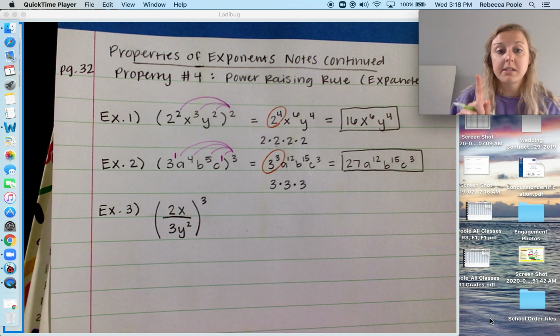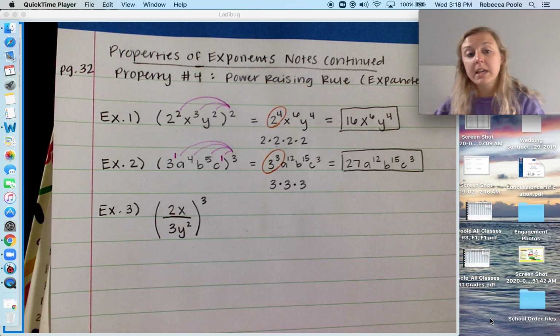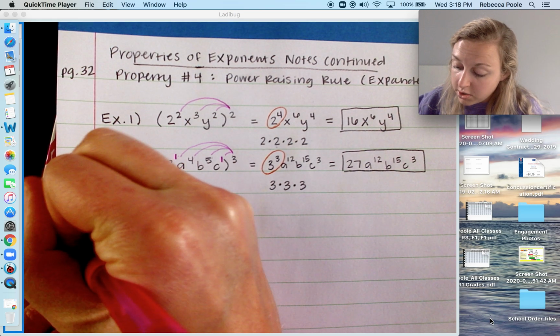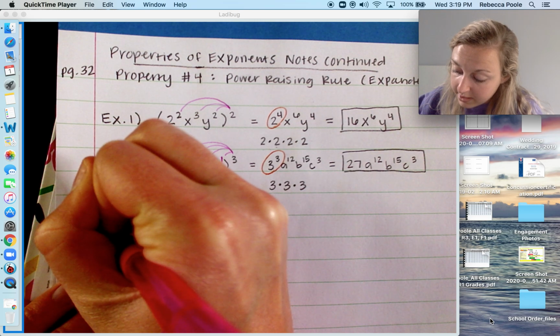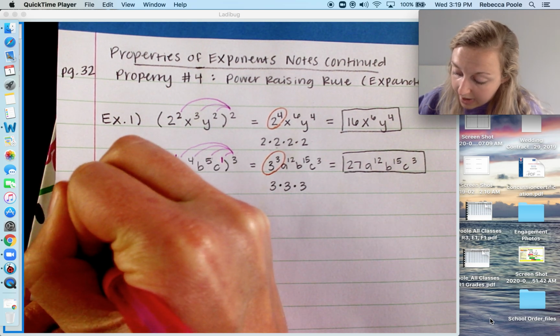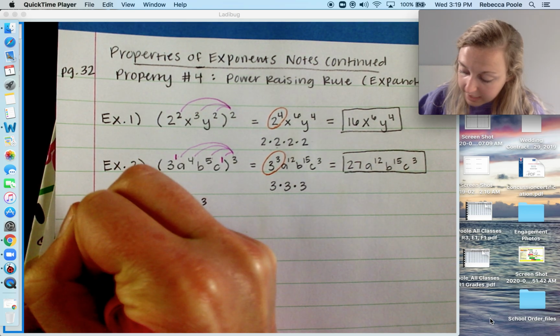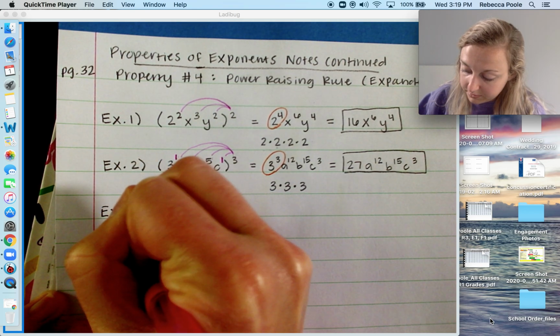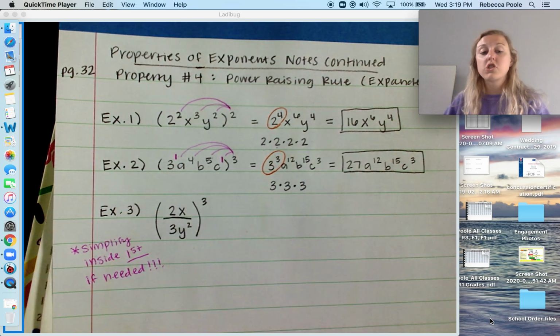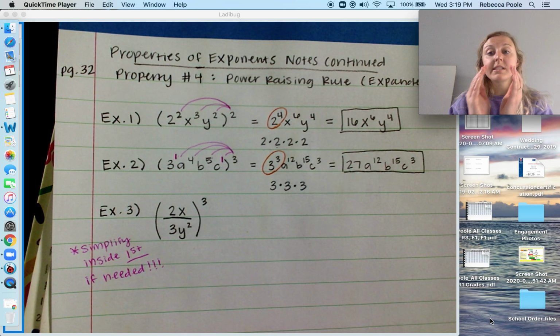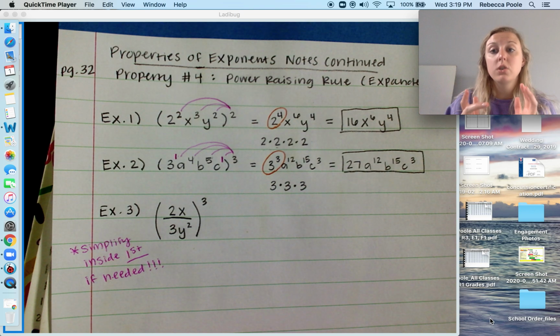Now, this is Miss Poole's rule. With ones like this, you're going to simplify inside first if needed, okay? And that's just Miss Poole's rule. But if you can simplify inside parentheses, think about PEMDAS, you need to do that first. It makes it a lot easier in the end, okay?